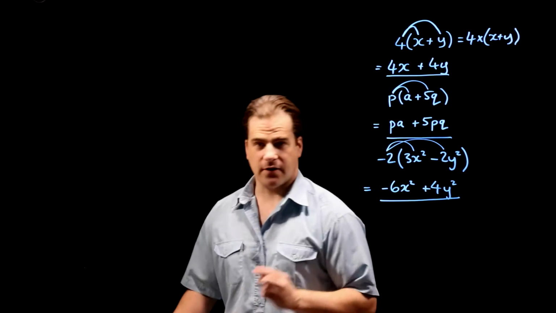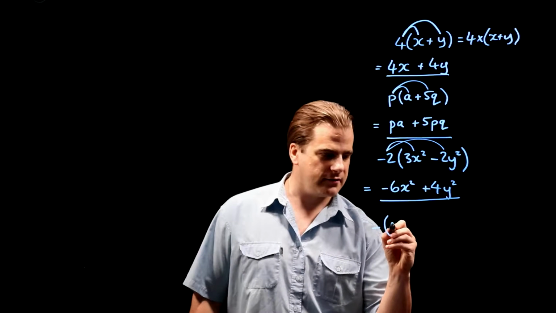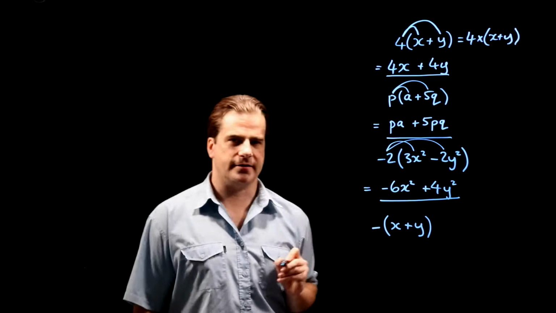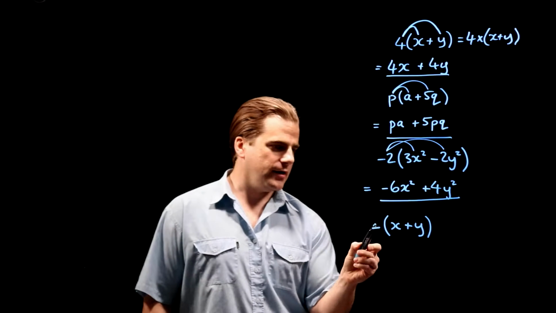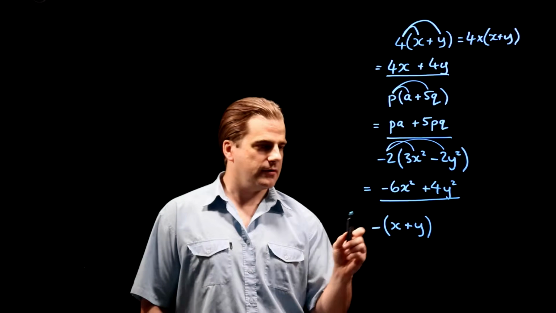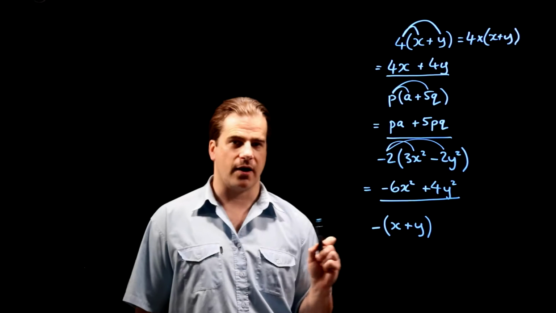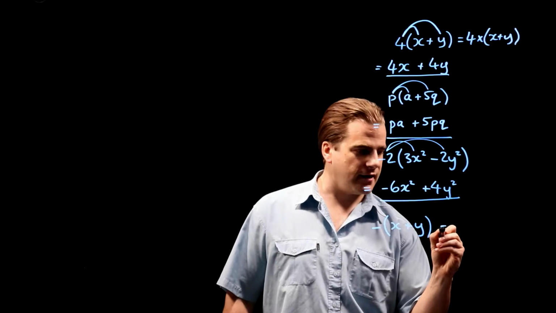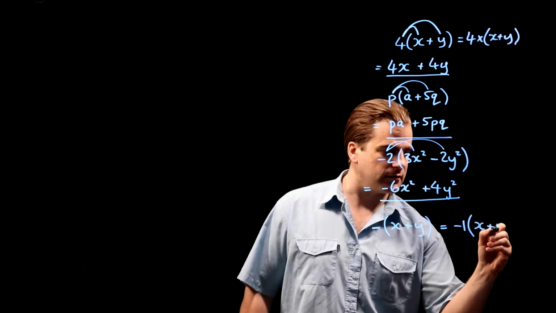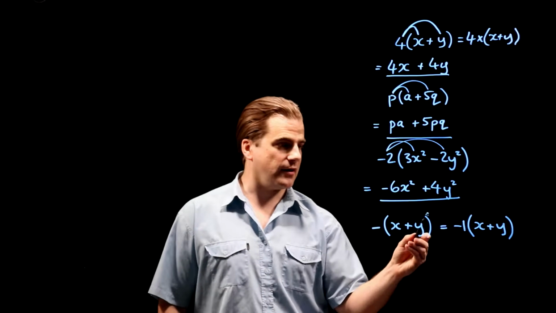Okay, final example for this. We'll do minus bracket x plus y. Right. When you see a minus outside the bracket and no number, think of that as an invisible 1 there. It's like minus 1 times the bracket. Okay? That's the same as this. It's minus 1 times x plus y, right? And it's the same thing.